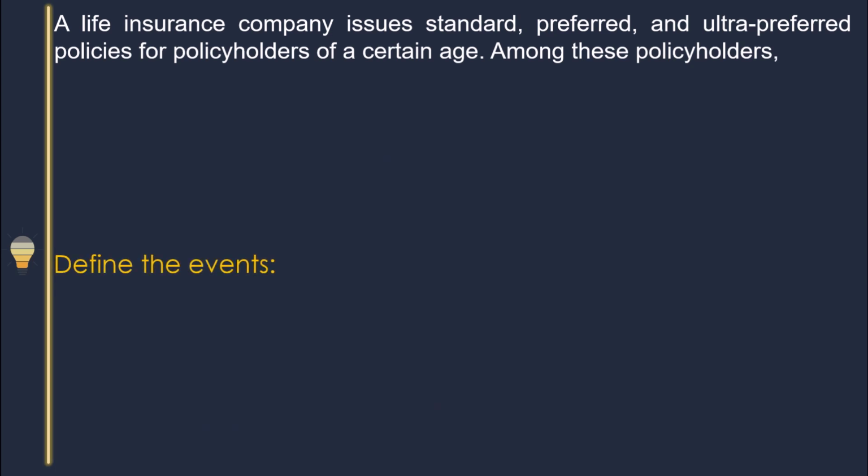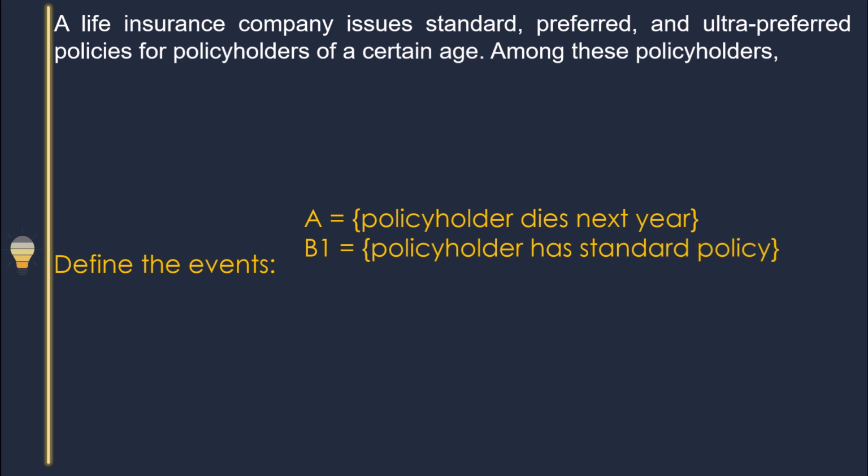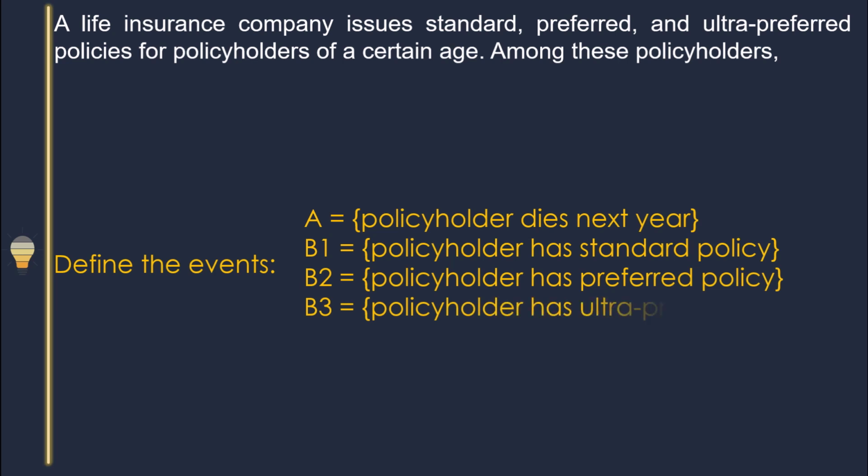What are those? I define A as the policyholder dies next year. B1: policyholder has a standard policy. B2: preferred policy. And B3: ultra preferred policy.